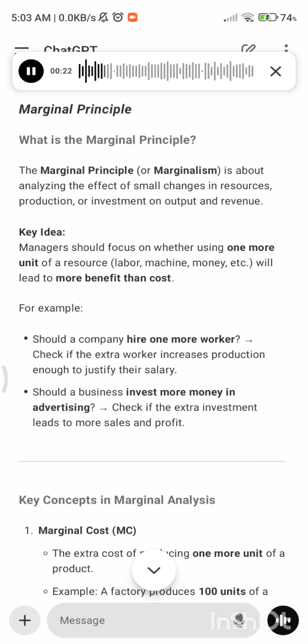For example, should a company hire one more worker? Check if the extra worker increases production enough to justify their salary. Should a business invest more money in advertising? Check if the extra investment leads to more sales and profit.